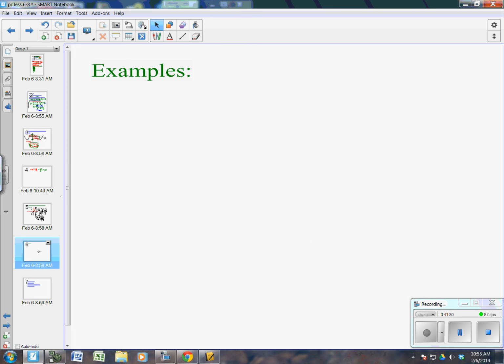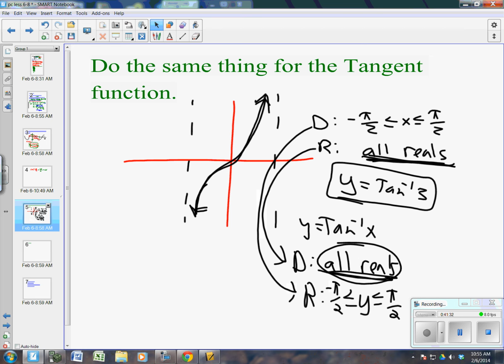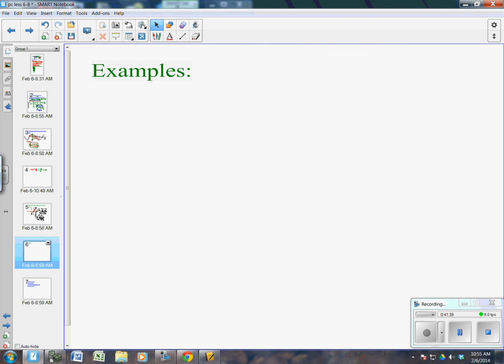And you know what? We don't worry about the cotangent, cosecant, and secant right now. I'm just going to give you a couple examples. Let's do a couple examples, and then I'm going to let you guys do the homework assignment.